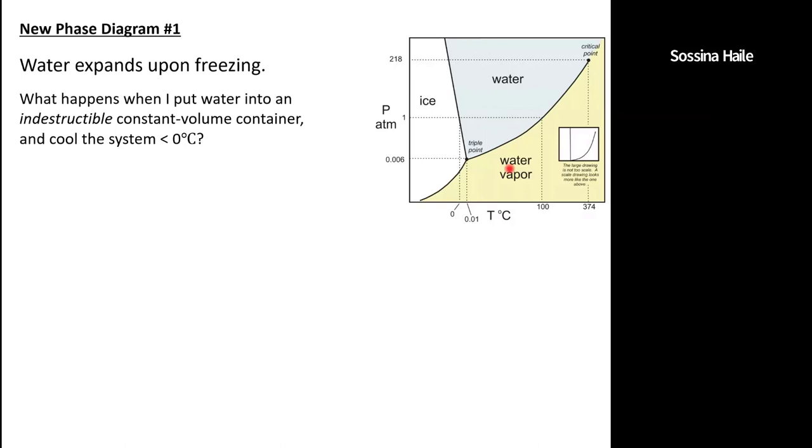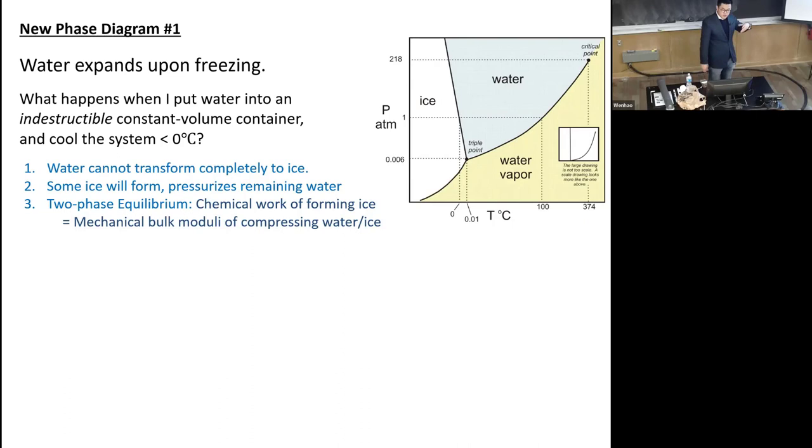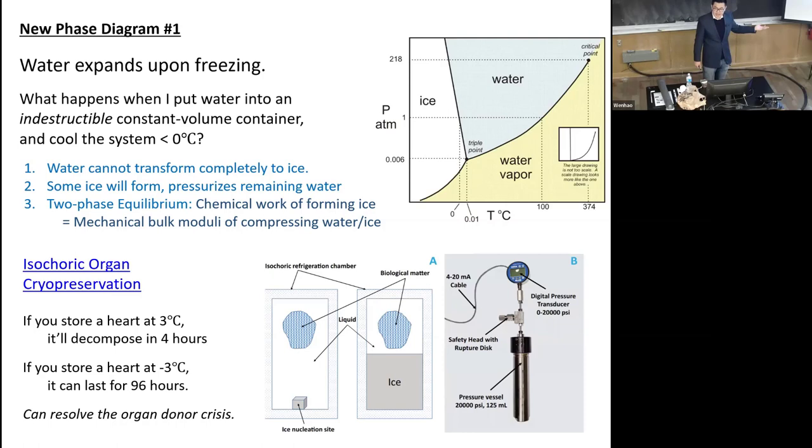So water cannot transform completely to ice, but in pressurizing ice, you're going to have pressurized ice and pressurized water. So you're going to have two-phase equilibrium. And it's not just a cool thermo class trick. This is a technique used for what's called isochoric organ preservation.